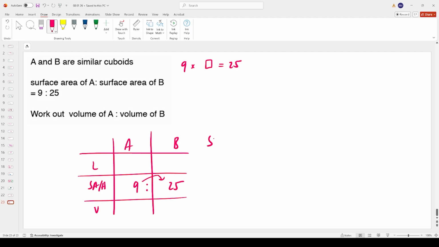So you times by 25 over 9. Agreed? That's the scale factor. That's an area scale factor. So the scale factor for length would be the square root of that. Okay? So the square root of that would be times by 5 over 3. And then if I want to do volume, I just cube each of these. So it'll be 125 over 27. Is that understood, guys? So that would be 27, and that would be 125.